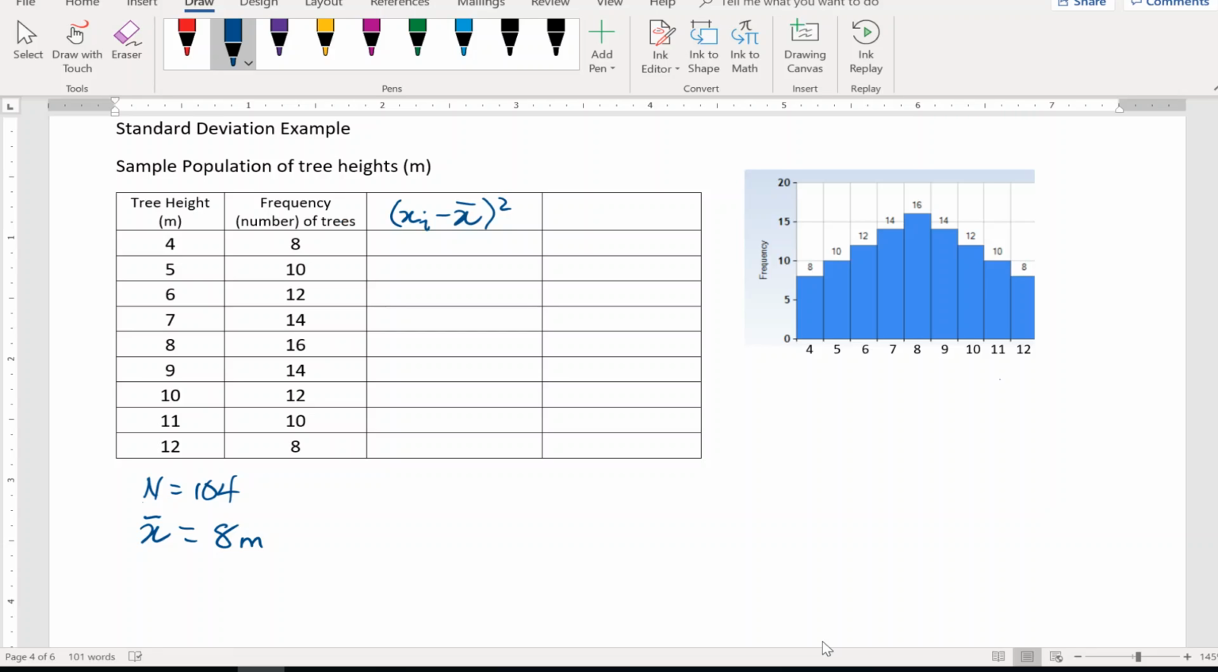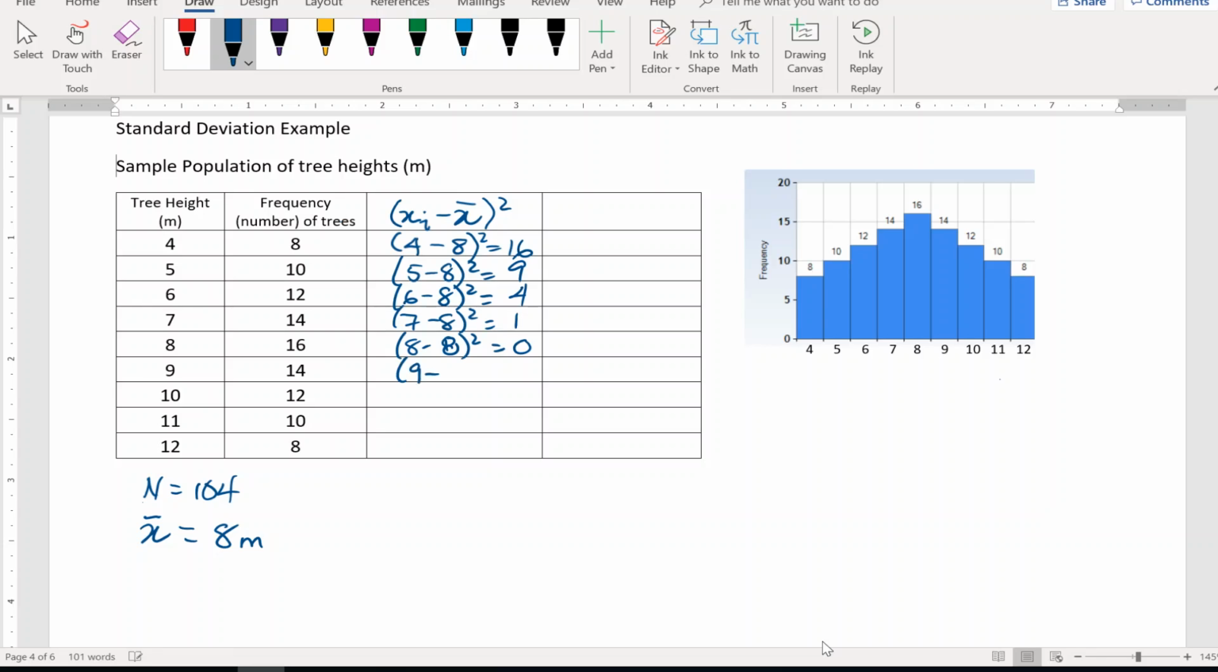for each of these values. We only have to do this once. We don't need to do it 8 times, even though there are 8 trees in this category. So here we have 4 is our value. Our mean is 8. That gives us 4 squared is 16. This is 5 minus 8 squared is 9. 6 minus 8 squared is 4. 7 minus 8 squared, and 8 minus 8 squared is 0.